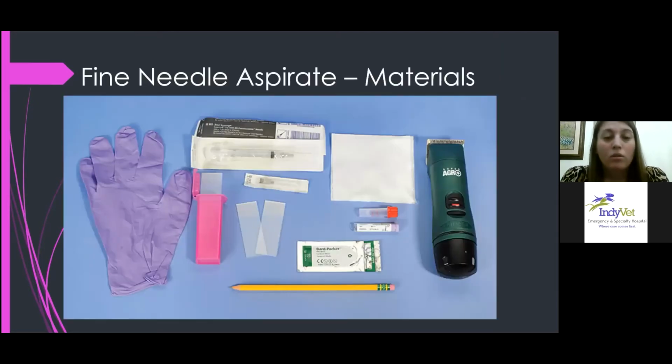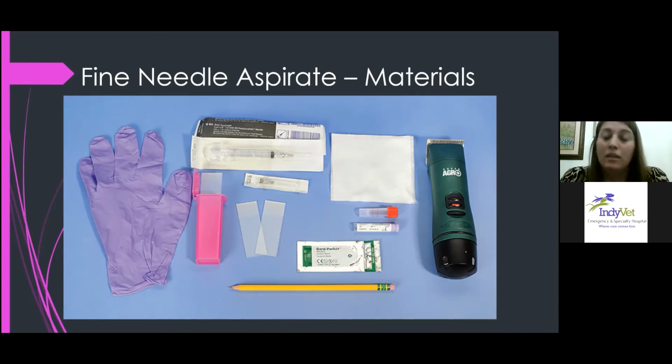So what will you need to do a fine needle aspirate for a cytology? Going through the main things you're going to need, depending on where the tumor is, you'll want some alcohol gauze to wipe that area, make it as clean as possible, make sure you don't get any debris in when you stick the needle in. Clippers to clip any hair around the area if it's a long-haired dog or cat.